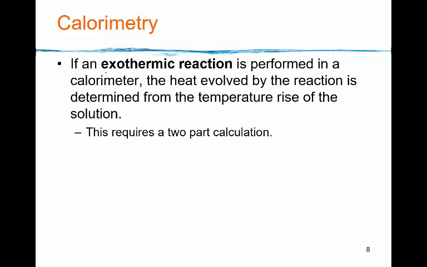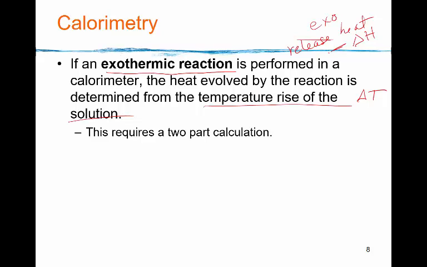If an exothermic reaction is performed in a calorimeter, the heat evolved by the reaction is determined from the change in temperature, or delta T. Because it's exothermic, it's going to release heat, so it will be a negative delta H. Exo out, negative delta H.